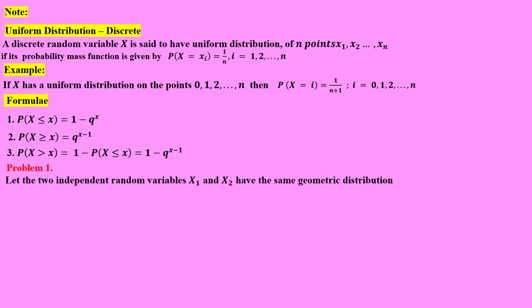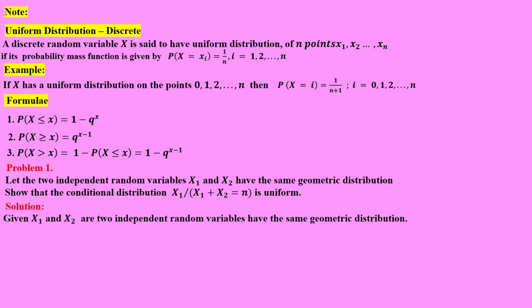First problem. Let the two independent random variables X1 and X2 have the same geometric distribution. Show that the conditional distribution of X1 given X1 plus X2 is equal to n is uniform. So given X1 and X2 are two independent random variables with the same geometric distribution, probability of X1 equal to t is equal to probability of X2 equal to t, right? Same geometric distribution, that is why. From the geometric distribution we get q power t into p, where t is equal to 0, 1, 2, etc. That is equation number 1.